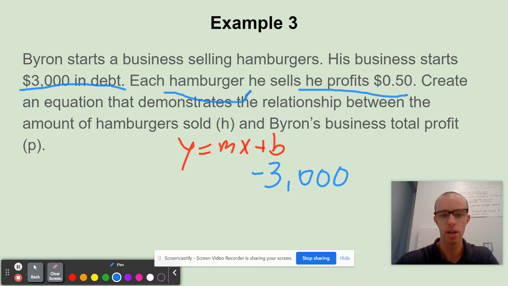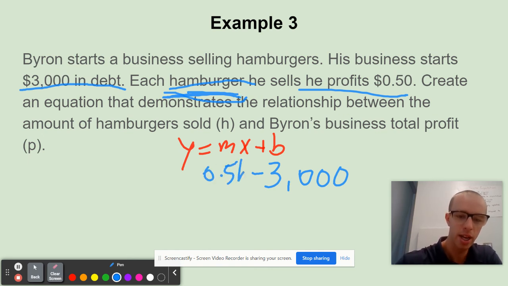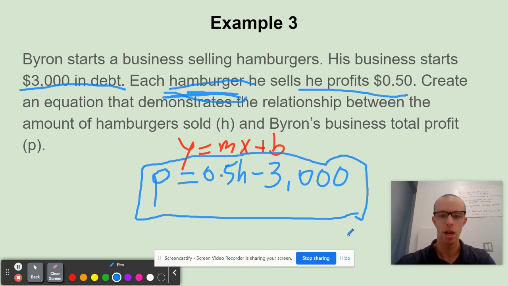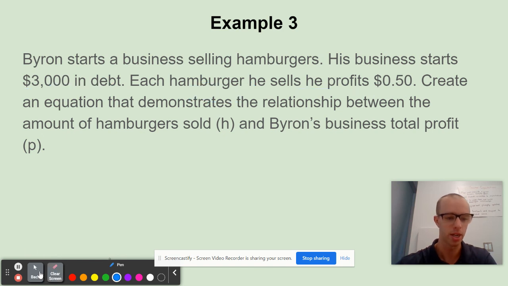Each hamburger he sells, he profits 50 cents. Every hamburger results in 50 cents. So I can write that as 0.5 H. All of this is equal to his total profit. His profit is equal to 0.5 H minus 3,000. Eventually, I could ask you questions like, how many hamburgers does Byron need to sell to break even? We'll work on that in the next lesson. But for now, we just need to be able to create the equation.